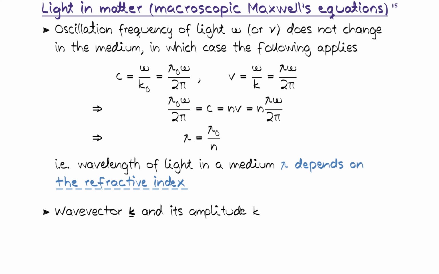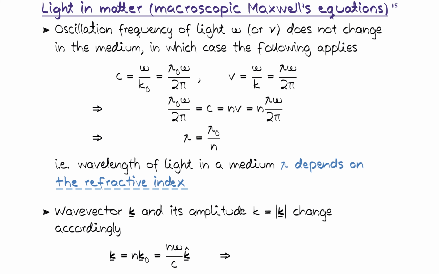And finally, the wave vector k and its amplitude k, which is of course the modulus of the wave vector, change accordingly. So now when we take the wave vector k, we should use this kind of equation, so that we have the refractive index multiplying the wave vector inside vacuum. So essentially, we have n times omega divided by c times the unit wave vector.